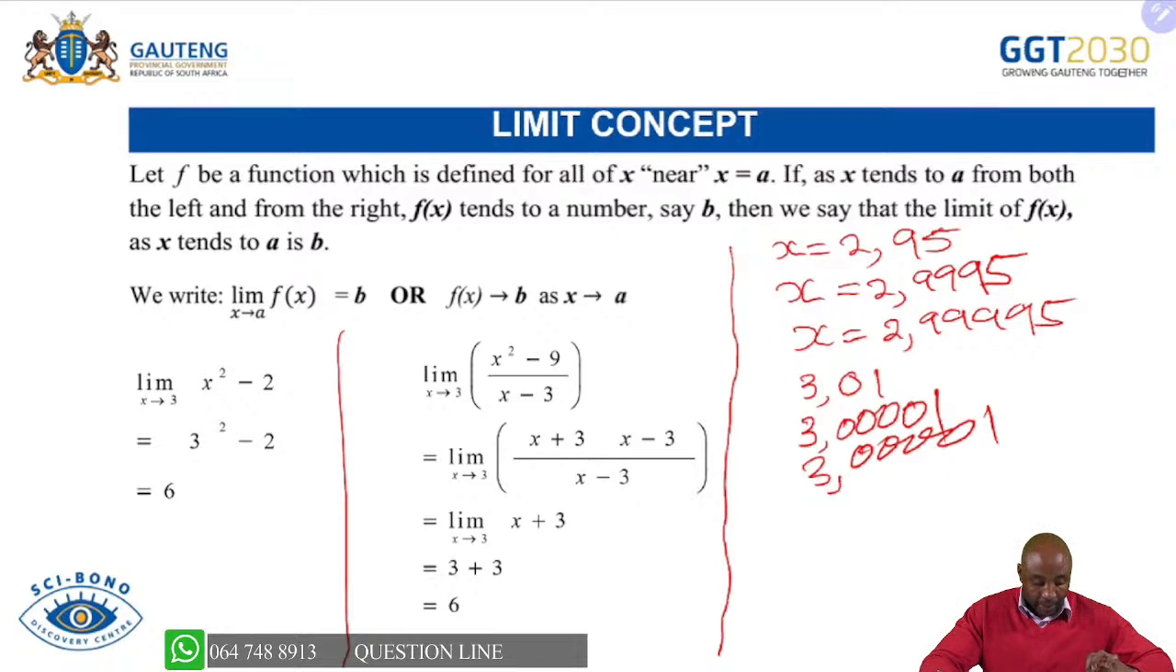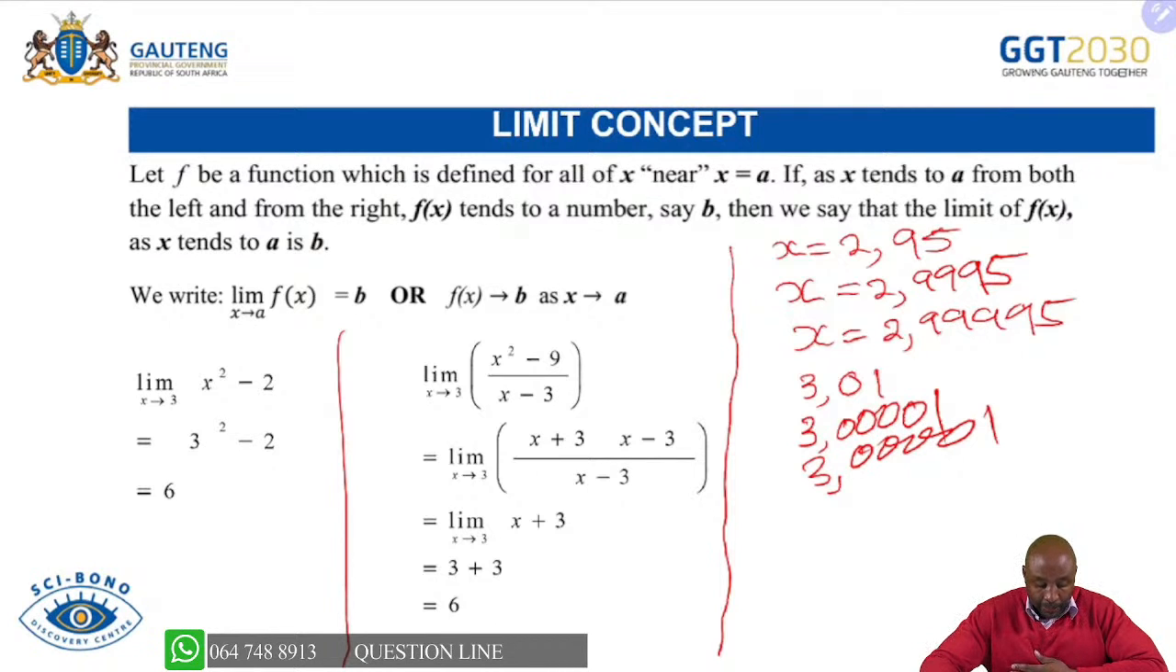In this case, the limit will be 6. So we write this as the limit as x approaches 3 of the function x squared minus 2 will be equal to 6. That is the correct way of doing it. Now, if you look at the second example, we are having x squared minus 9 over x minus 3. We want to evaluate the limit as x approaches 3.